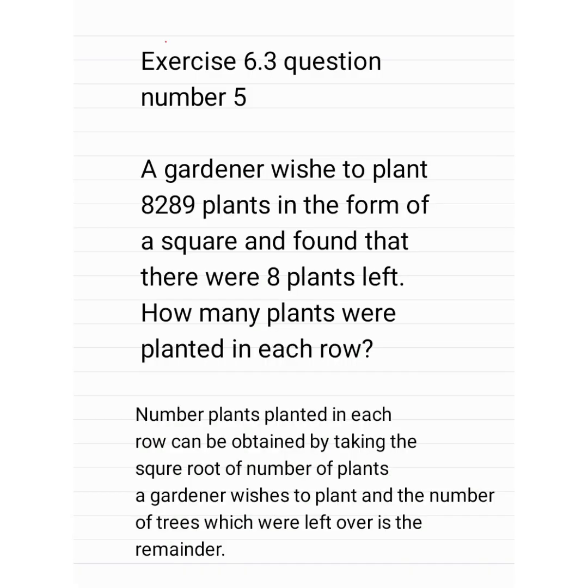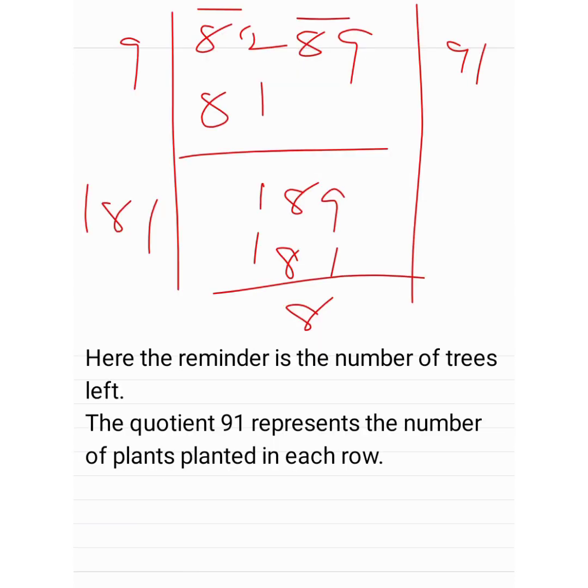A gardener wishes to plant 8289 plants in the form of a square and found that there were 8 plants left. How many plants were planted in each row? When you want to find the number of plants planted in each row, we are required to find the square root of the given number 8289. Let us separate this 8289 into two pairs, 82 and 89.